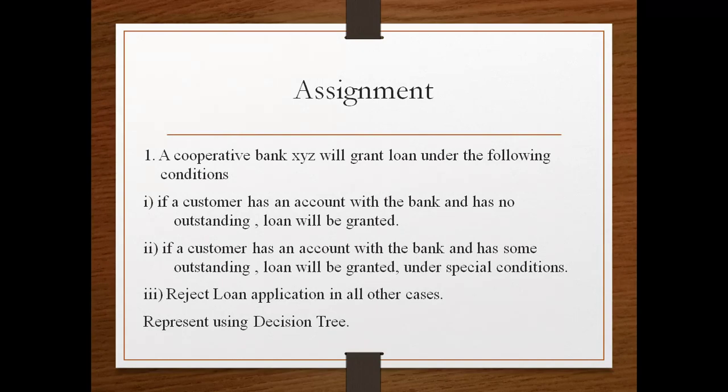Let's take an example. I'll be explaining this example in the coming slides, but I wish that you all also write it on pen and paper. So the assignment: a cooperative bank, XYZ is the name of the bank, is going to grant loans under the following conditions. First, if the customer has an account with the bank and no outstanding loan, the loan is granted. But if the customer has an account but has some outstanding loan, then the loan will be granted under special conditions, else the loan is rejected in all other cases. So this is an assignment, and you can all draw a decision tree based on it.